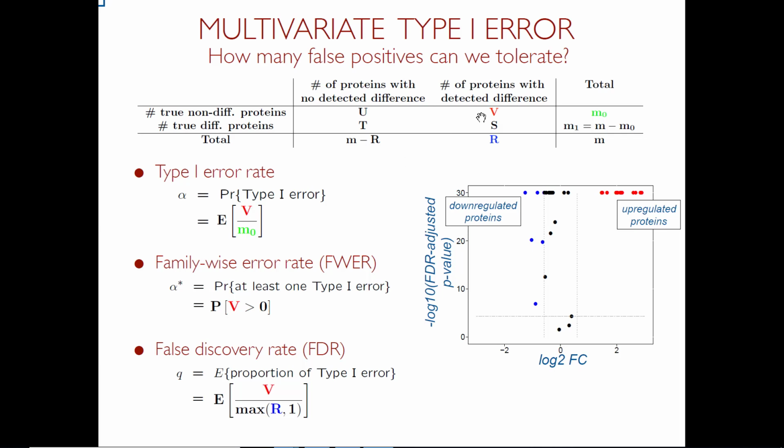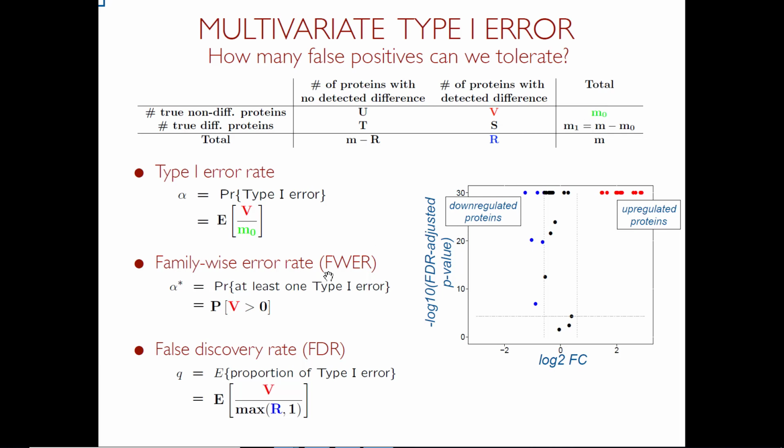This is the probability of making a false positive decision. So this is the probability that we are here, right? So it's truly not changing, but we claim it's as changing. And it's the average V divided by M0. So this is if we have one protein. So on average, it characterizes the error rate for one protein alone.